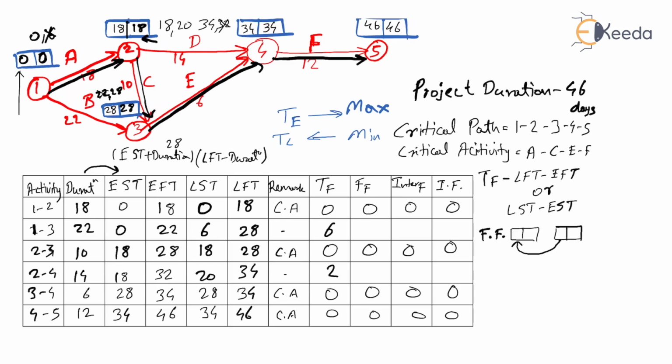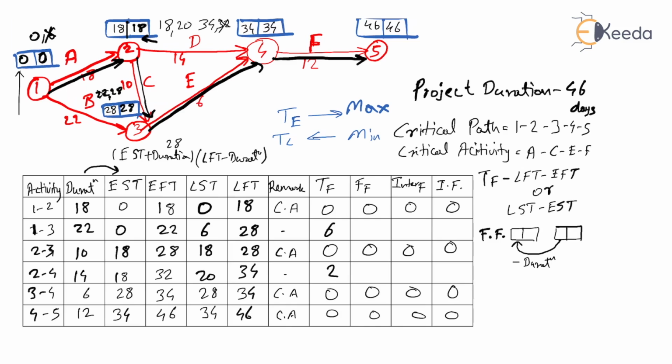To calculate total float, we have used LFT minus LST. Now to calculate free float, what we can do? We can use two nodes of that particular activity. So the first column, that is T of your second node, minus the T of your first node minus duration will give us free float.